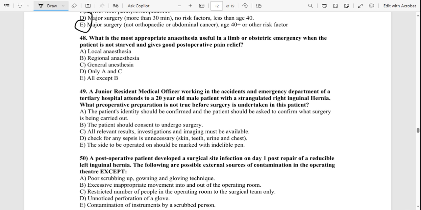The patient's identity should be confirmed, and the patient should be asked to confirm what surgery is being carried out. The patient should consent to undergo surgery. All relevant results, investigations, and imaging must be available. Check for any sepsis is unnecessary. The side to be operated on should be marked with indelible pen. Any thought on this one?